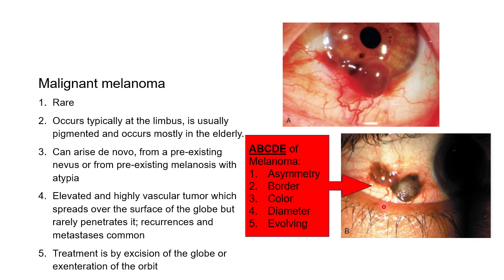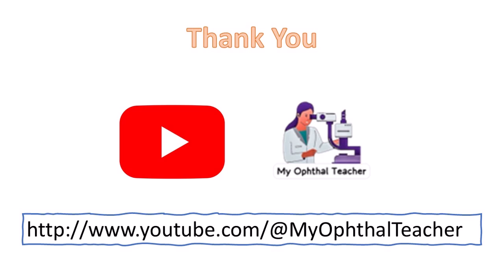Diameter: increase in size of the nodule is not normal. Evolving: evolution means changes in color or size. And look at this tumor. This has feeder vessels also. So this is likely to be malignant. The final diagnosis rests upon an excisional biopsy, right? So I'm going to upload the presentation on my YouTube channel, and thank you for listening.